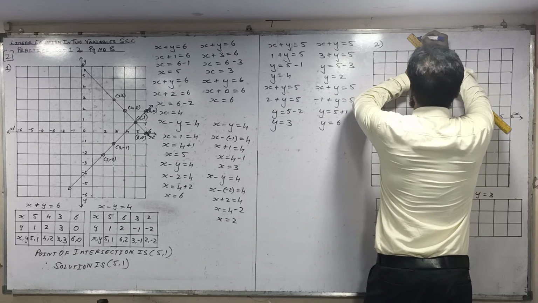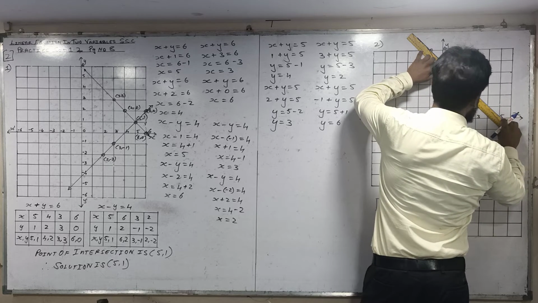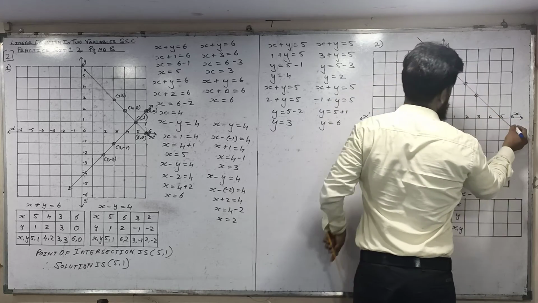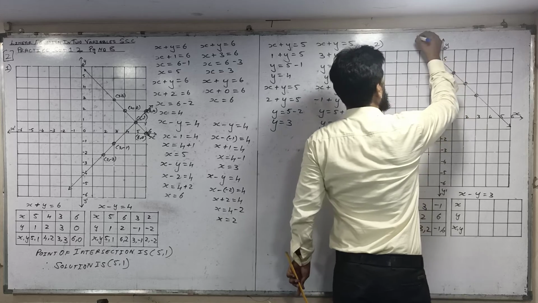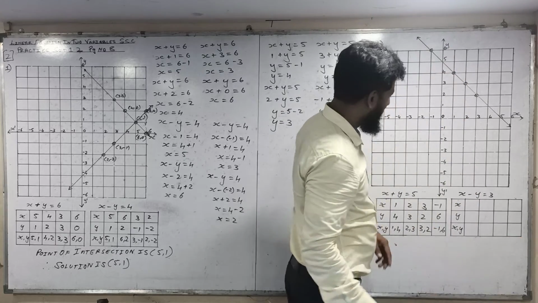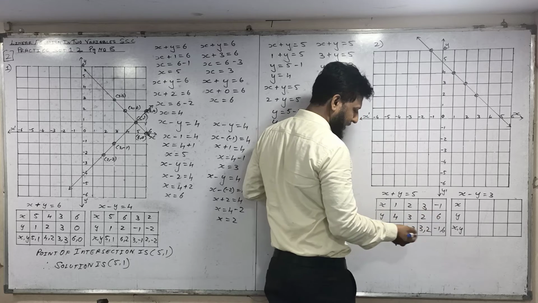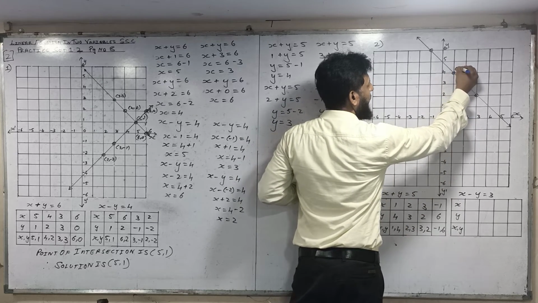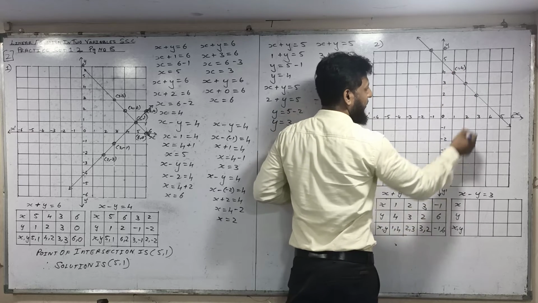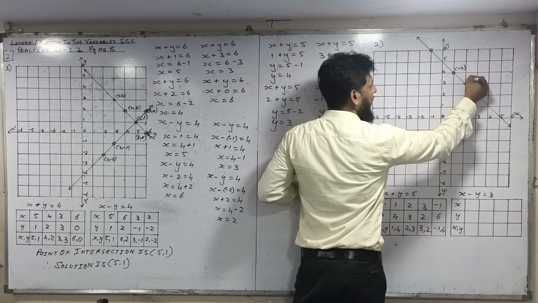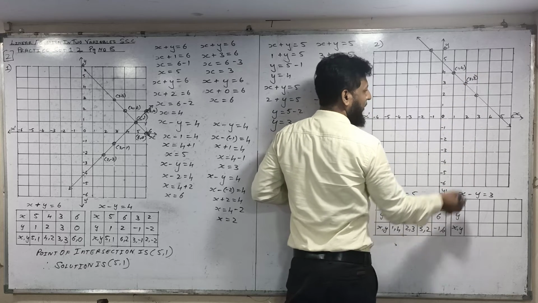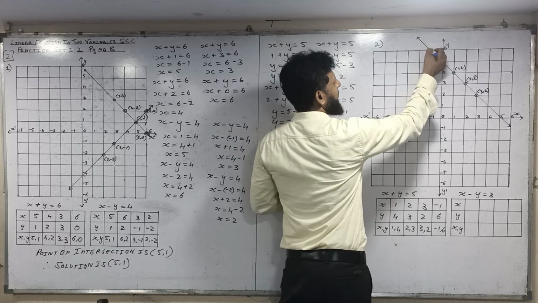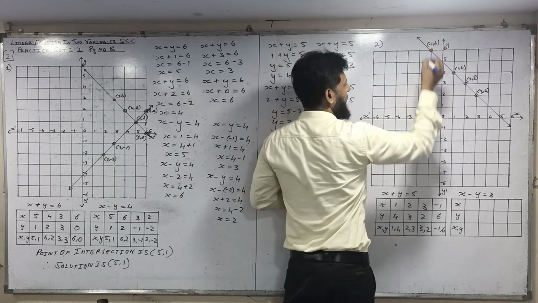So after drawing the line, now I will draw this. Now I can write the numbers: 1 and 4, 2 and 3, 3 and 2, minus 1 and 6.